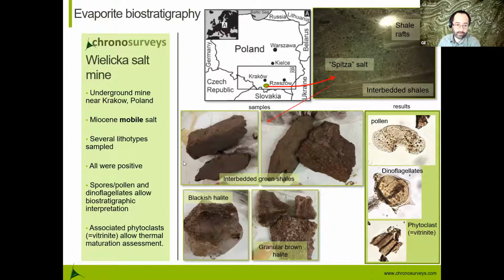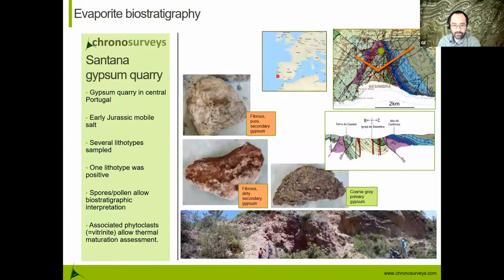In the two previous cases, these were early Jurassic salts, and in this case, it's Miocene mobile salts. We also tested this in an abandoned gypsum quarry here in Portugal. So you can still observe some pieces of gypsum which was exploited. There are different types of gypsum. Some of them seem to be secondary gypsum. Others seem to be something similar to the primary gypsum.